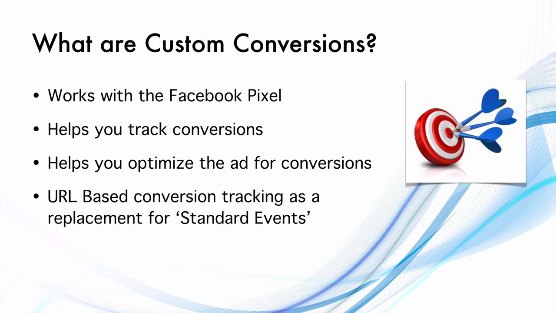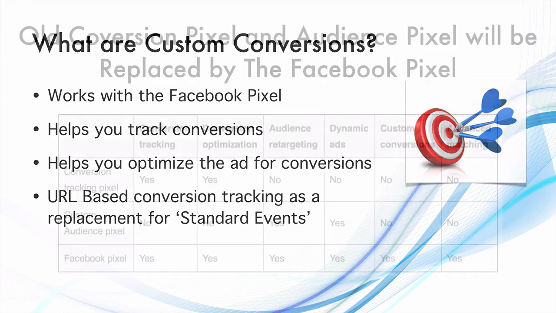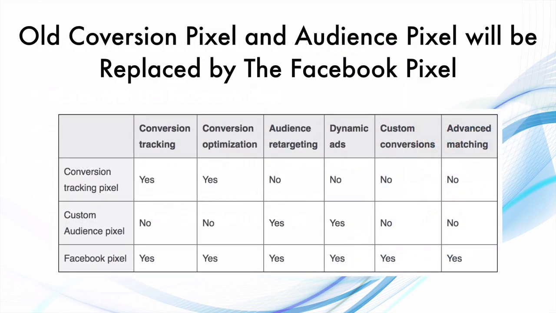To explain more, let's move on to the next slide. So what happens is that there was something called a conversion pixel, and then there was something called audience pixel, which was used for retargeting, and these were two separate types of scripts by Facebook. But Facebook pixel was launched recently, and the Facebook pixel does the job of both the conversion pixel and the audience pixel, as well as has some new features.